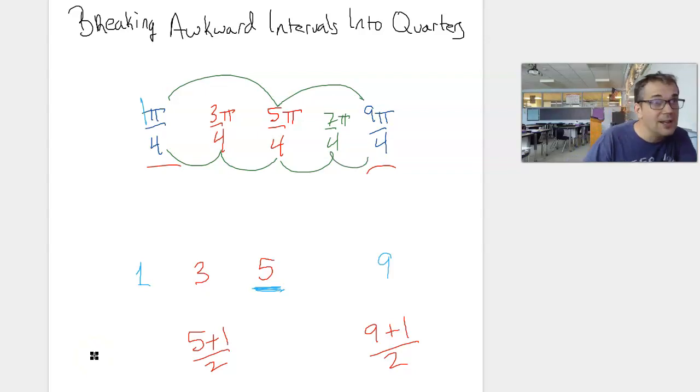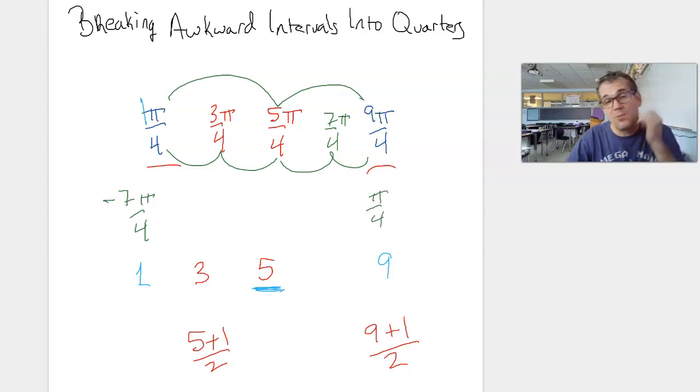Now, what if instead of doing pi over 4 to 9 pi over 4, it was like negative 7 pi over 4 to pi over 4? What if that was the interval? If you think you know the answer to that, there's no need to watch the next video. But if you're not sure, maybe watch the next video, although I'll be honest, it's going to look a lot like this one, just with some negative numbers. It's up to you.